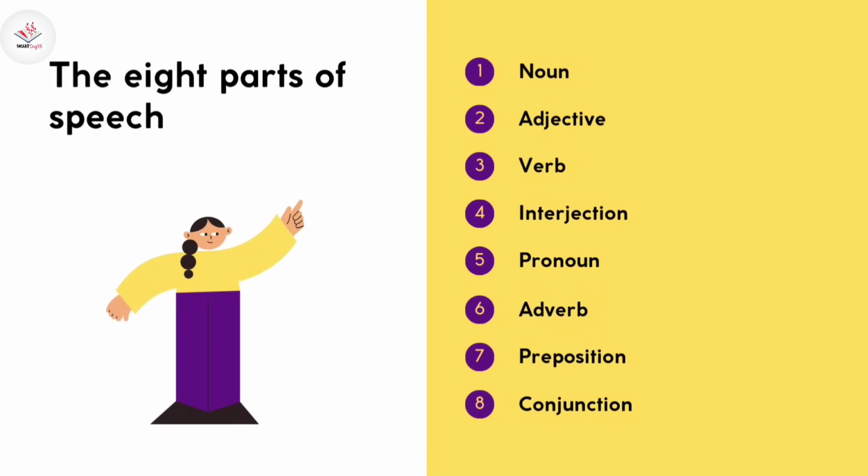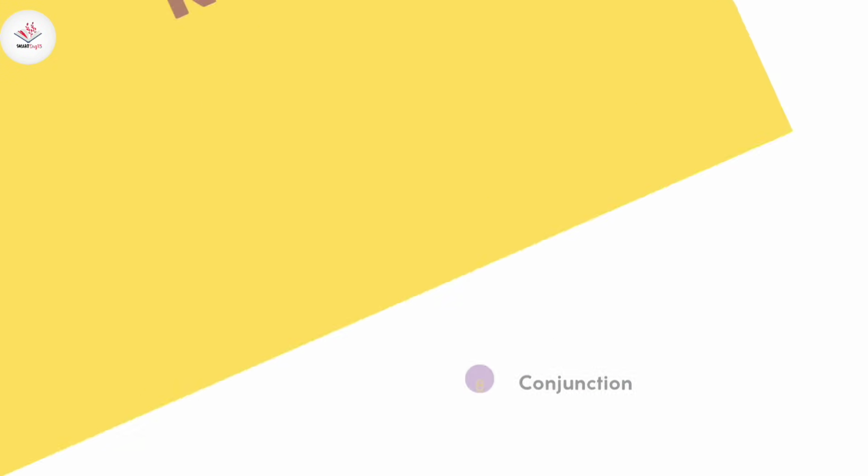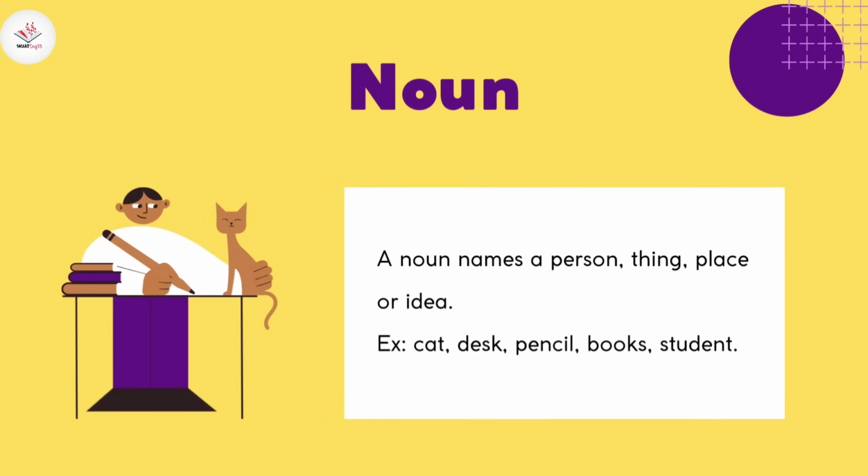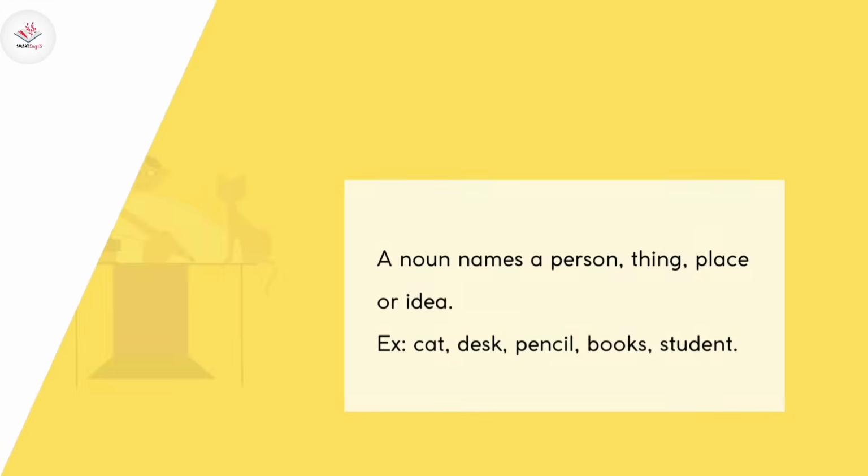That's noun, adjective, verb, interjection, pronoun, adverb, preposition and conjunction. Let's learn what is a noun. So a noun names a person, thing, place or an idea. Let's take an example: cat, desk, books, students. All the things, places, person around us is a noun.